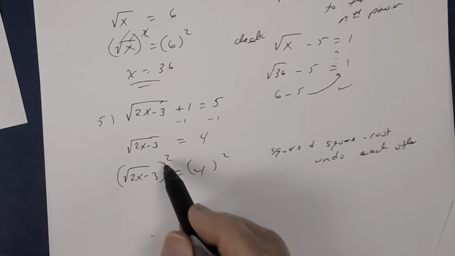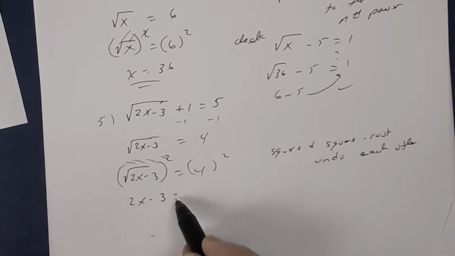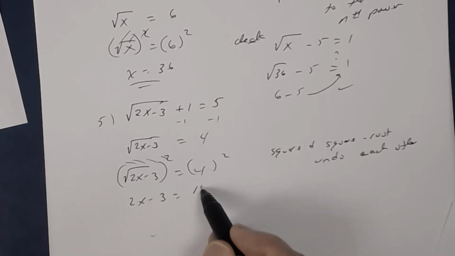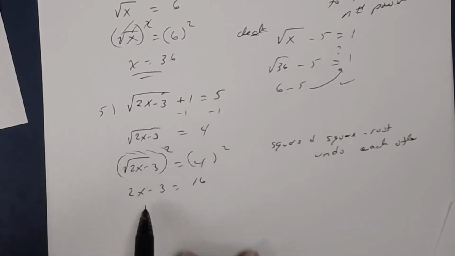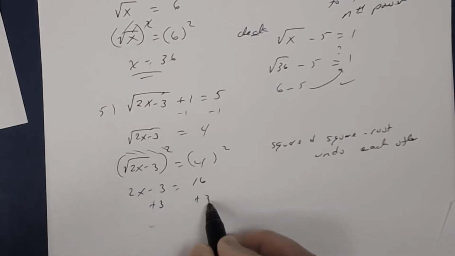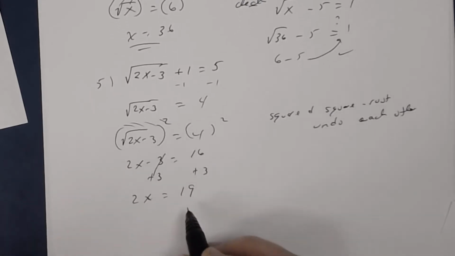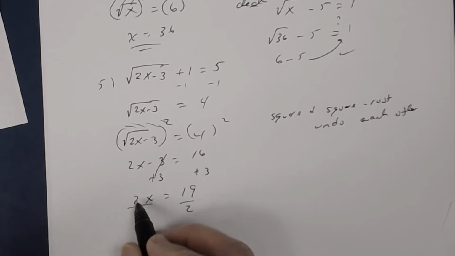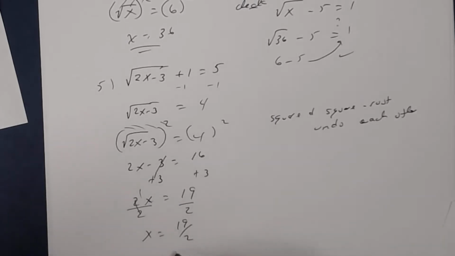Okay? So meaning that all you're left with is a radicand. And what's the radicand? 2x minus 3. And what's 4 squared? 16. Okay? All right. Next step is to solve for x. So notice I have this linear equation. To solve a linear equation, you're going to add 3 to both sides, right? So I get 2x equals 19. And then divide both sides by 2. I get x to be 19 halves. Okay? All right, so that's my solution.